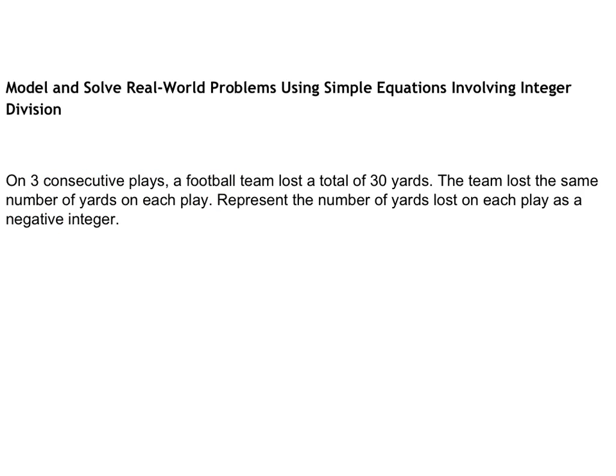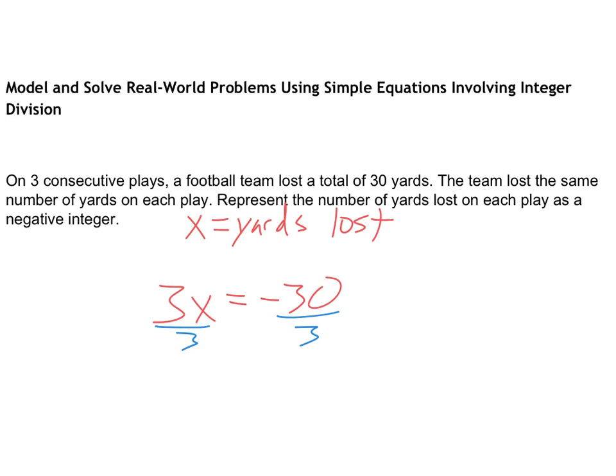So now we're going to model and solve real-world problems using simple equations involving integer division. So now on 3 consecutive plays, the football team lost a total of 30 yards. The team lost the same number of yards on each play. Represent the number of yards lost on each play as a negative integer. So X is going to be yards lost. So if we did 3 of those plays, we got a negative 30 yards. So now I just need to solve for X, divide both sides by 3, and I get that X is a negative 10. They lost 10 yards every play.